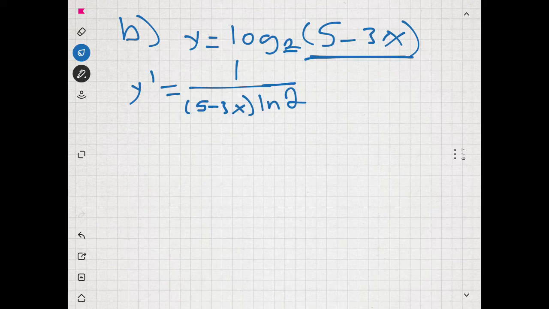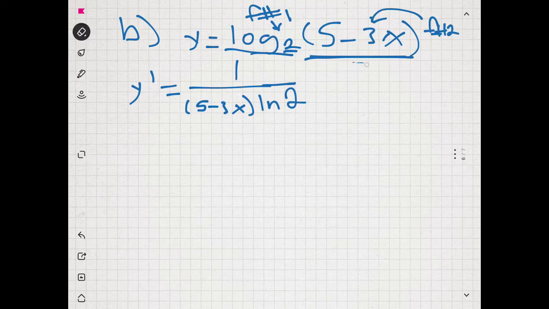There are two different functions. Function number 1 is the log right here, and function number 2 is the 5 minus 3x. So since there's a function inside a function, the composite rule applies. What we have solved right now, the 1 all over (5 minus 3x) times ln 2, is only the derivative for the log. So we still need to find the derivative for 5 minus 3x.